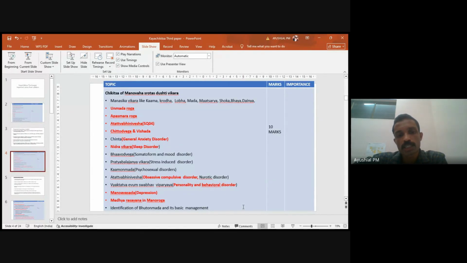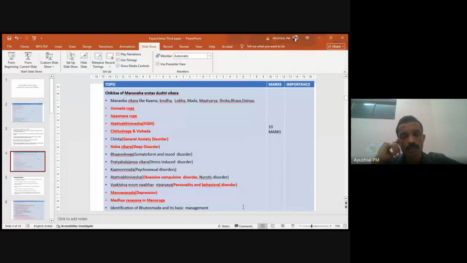For Chittodvega, if it is asked for 5 marks, you can write generalized anxiety disorder related conditions. Chittodvega is a psychological condition due to Rajas and Tamas, explained in Charaka Samhita Vimanasthana 6th chapter, 5th sloka. You will get the reference of Chittodvega there. Other than that, there are not many references. So if Chittodvega is asked, you can go for writing generalized anxiety disorder. Chittodvega is nothing but generalized anxiety disorder.